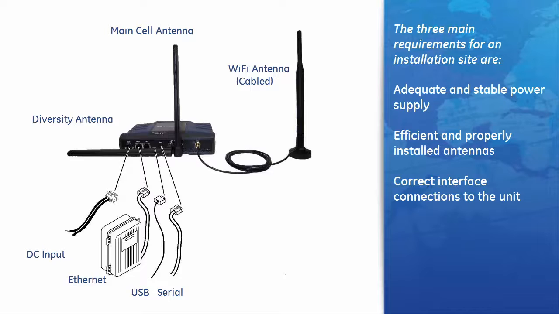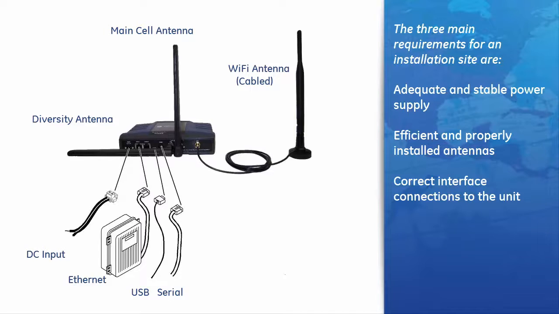The example shown here illustrates the key elements in an Orbit MCR installation, which provides for cellular and Wi-Fi communication. Your product's Quick Start Guide and technical manual will provide additional detail for your specific unit.